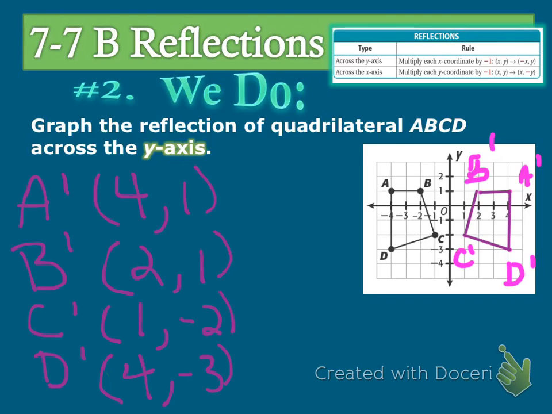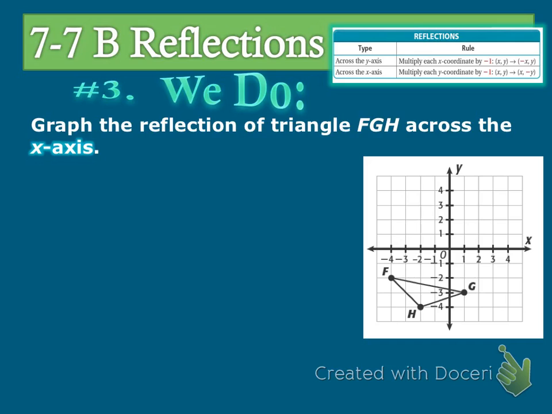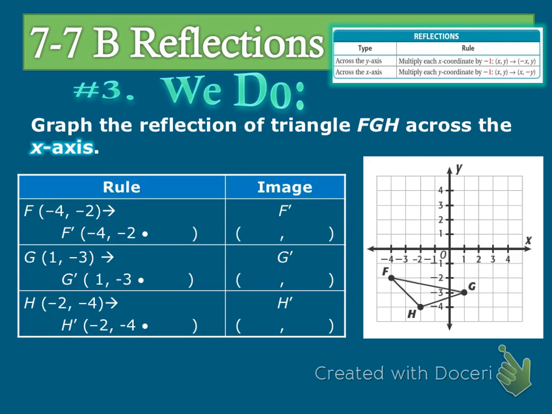So let's look at number 3 here. We're going to graph this one now, reflected over the x-axis. So we're going to take this triangle FGH and reflect it across the x-axis. Remember, if we're reflecting across the x-axis, we need to multiply each of the y-coordinates by a negative 1. So this time I'm going to set up the table here. And again, like I said, all we have to do is multiply each of them by the negative 1 for the y value.